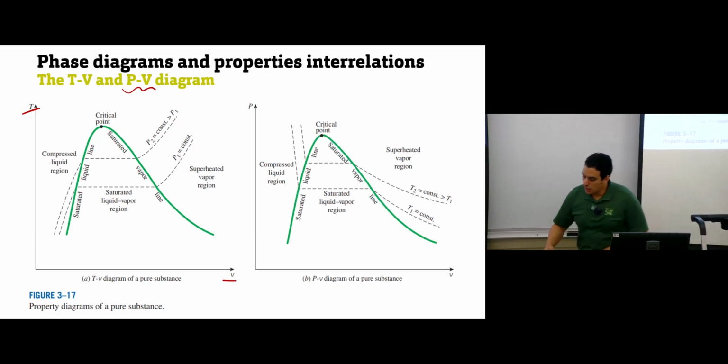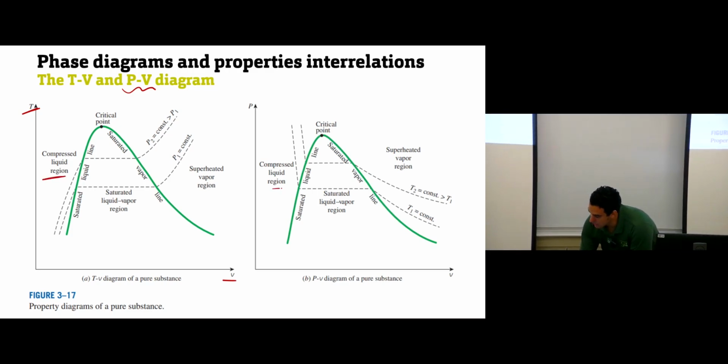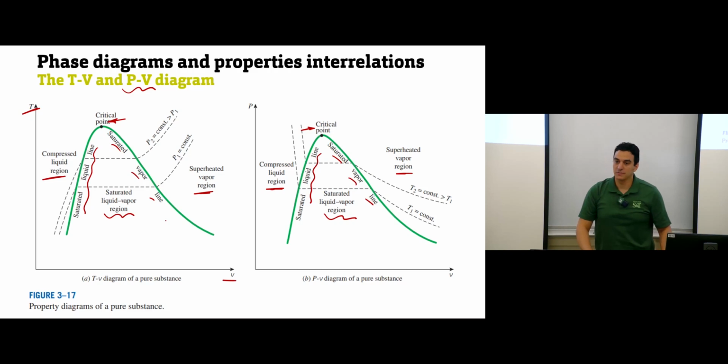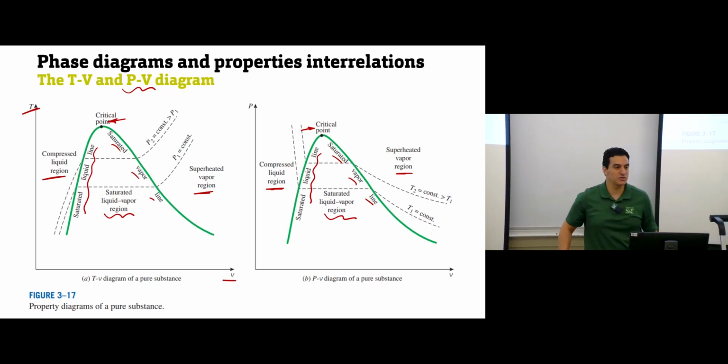Okay. Here we have liquid. Here we still have liquid. Here we have superheated vapor. Here we have superheated vapor. Here we have mixture region. Still we have mixture region. Saturated liquid line. Saturated liquid line. Critical point. Saturated vapor line. Saturated vapor line. Almost they have everything, right? Except one thing. There is only one difference between them.